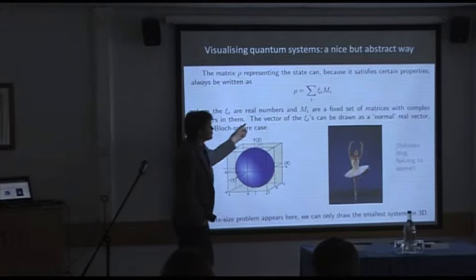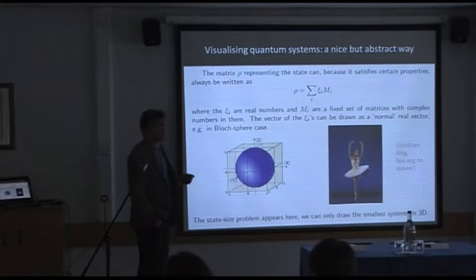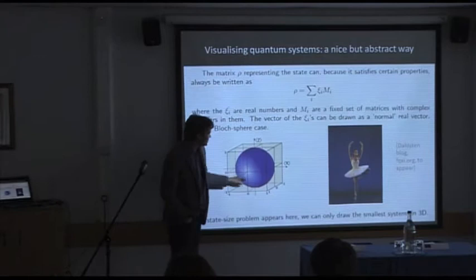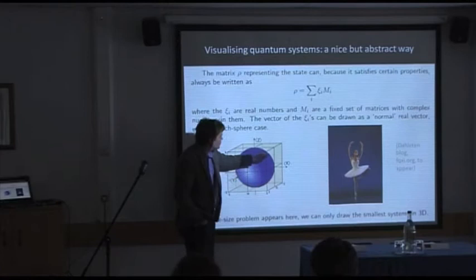So you can actually represent this complex matrix, which sounds like an exotic object, just as a real vector. So real meaning has real numbers, right? So that's what's happening in this Bloch sphere case, it's the simplest version of this, where each state is a vector. So each point on this sphere, for example, is a quantum state.